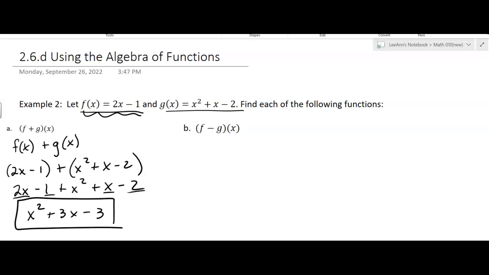Now we want to subtract. So we're going to take f of x. Let me write this. It's equal to f of x minus g of x. So f of x was 2x minus 1. And we'll be subtracting g of x.